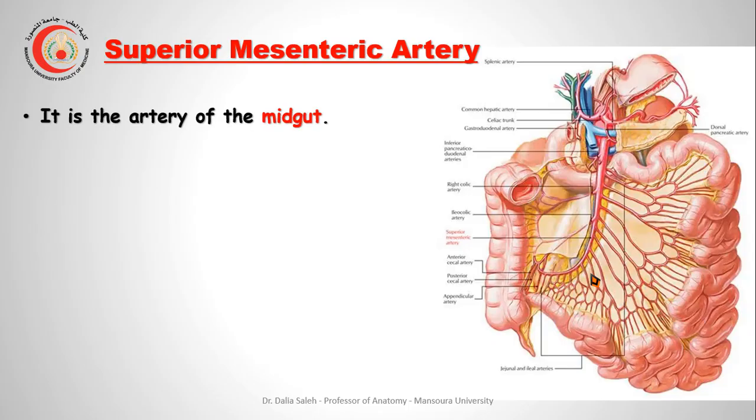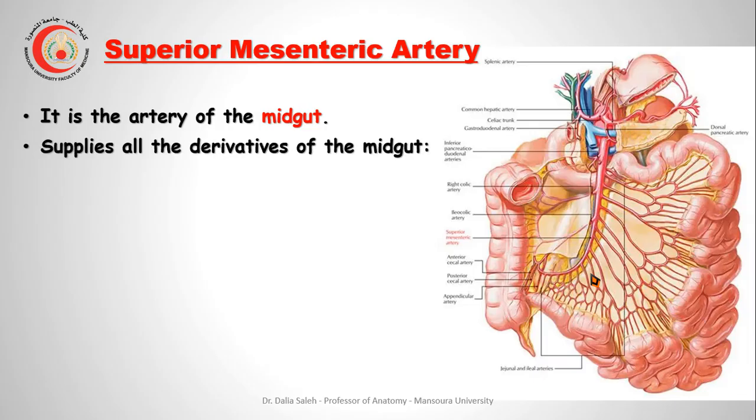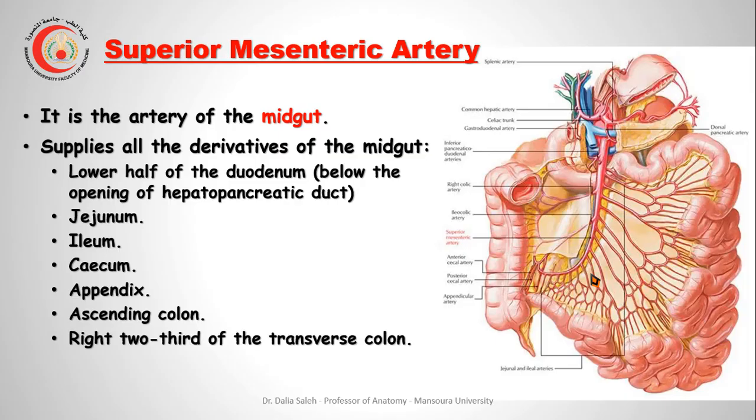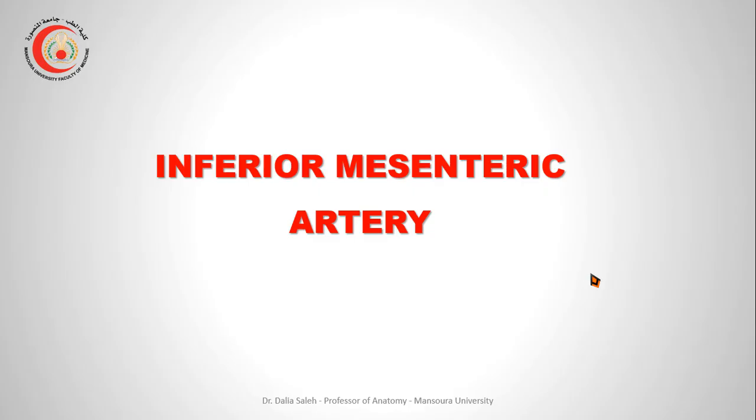Since the superior mesenteric artery supplies the midgut, it supplies all the structures derived from the midgut: the lower half of the duodenum, the jejunum, the ileum, the cecum, the appendix, the ascending colon, the right colic flexure or the hepatic flexure, and the right 2/3 of the transverse colon, and of course the lower half of the head of the pancreas.